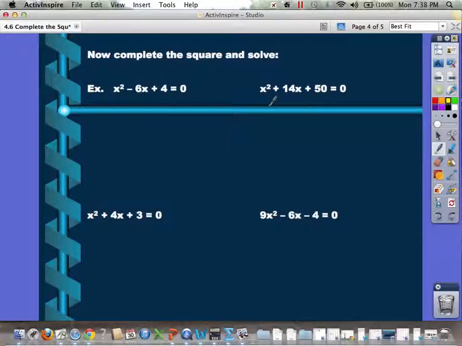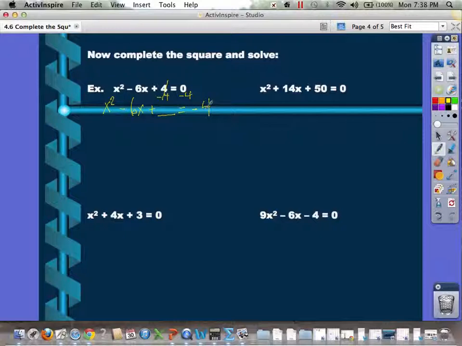All right, let's start with 1. Remember, the first thing you want to do is make sure it's in standard form. This one is. It's got the x squared and the x and then the constant. The next thing you want to do is move your constant over to the other side. Now when I do, I'm going to leave a plus blank here because I'm going to use it for something else in a minute. But when I move that 4, I got to subtract it from both sides. So that's gone. So now I have a -4 over here.